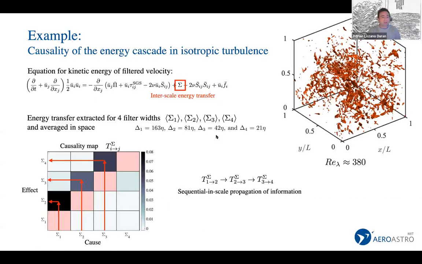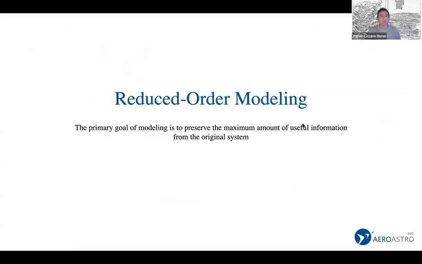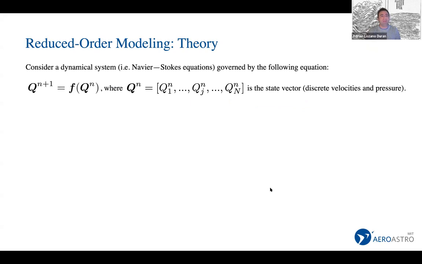The second case that I want to talk about is modeling. And in this case, when we reframe the problem of modeling, you can think of the main goal of modeling as preserving the maximum amount of useful information from the original system. So you can also think that modeling is a problem of information. You remove degrees of freedom and you are losing the information from those degrees of freedom. So let's pose the problem now in that way.